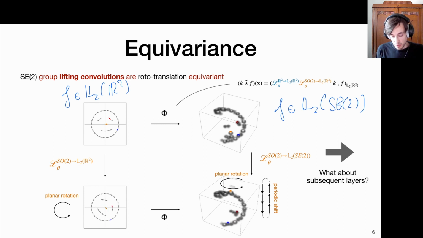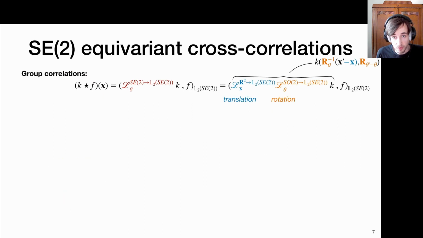So, okay, so yeah, we can make this diagram commute using lifting convolutions. But what next? So now we have these lifted feature maps. What kind of convolution operator are we going to use now? And of course, we're going to do the exact same thing as before, right?